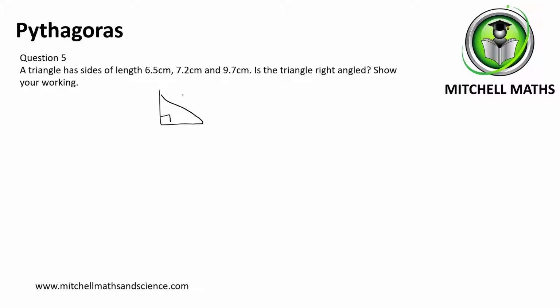We'd have the right angle there, we'd have 9.7, 6.5, 7.2. And if this triangle is right angled, then it should follow the formula A squared plus B squared equals C squared, where C is the hypotenuse, and you've got A and B. Therefore, what we're going to need to do is 6.5 squared plus 7.2 squared to find C squared.